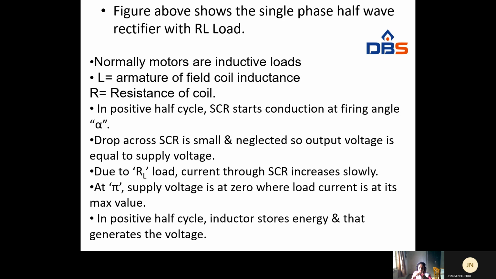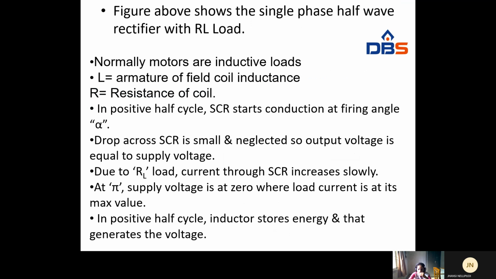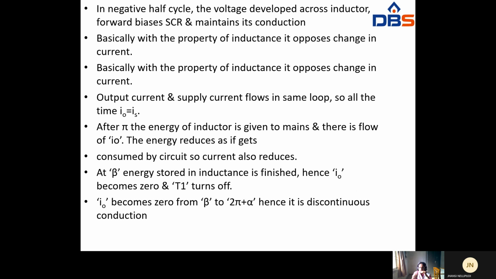In the positive half cycle, the inductor stores energy and that generates a voltage. Okay, so this is the inductor generating voltage after completion of angle pi. So the voltage will not come to 0 because of the inductor. Okay. So in the negative half cycle, the voltage developed across the inductor forward biases the SCR and maintains its conduction. Basically, it's a property of inductance: it opposes the change in current.